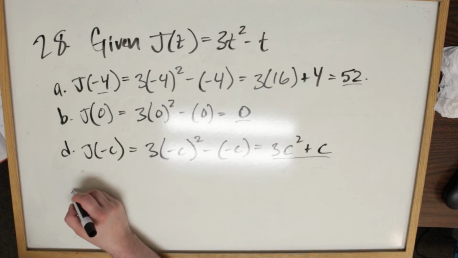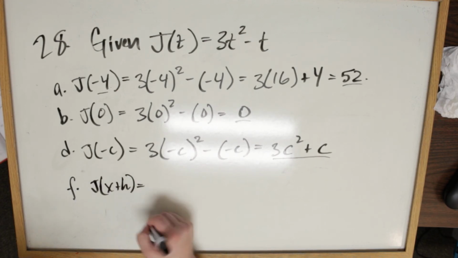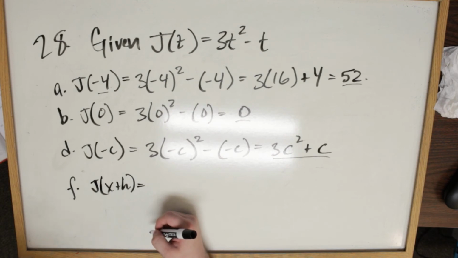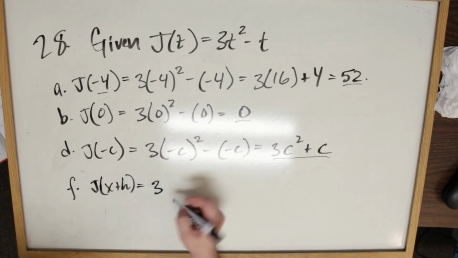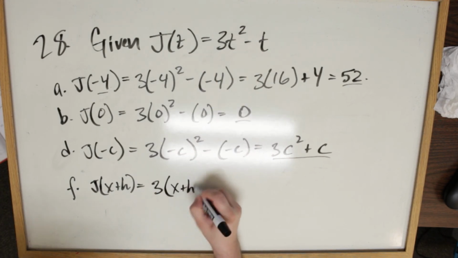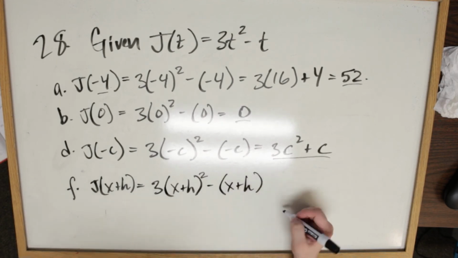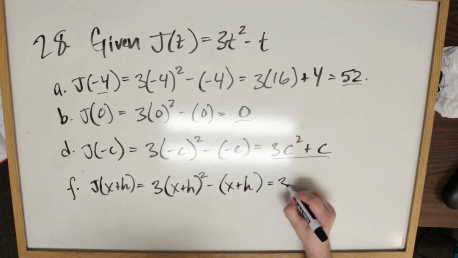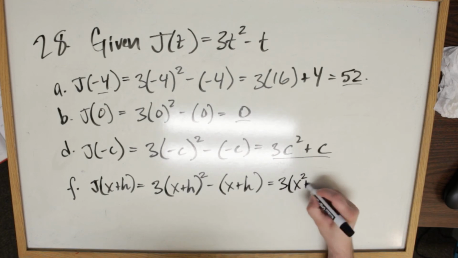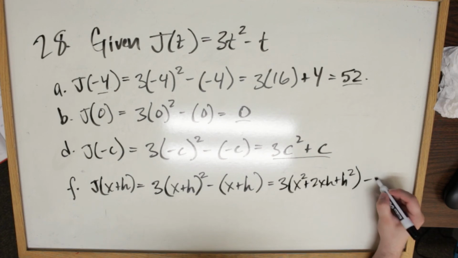I'm going to do one last one, and then I'm going to jump to the next question. J of x plus h. All right, so here what we're going to do is, again, everywhere we see a t, we're going to substitute x plus h. So 3 times x plus h squared minus x plus h. Okay. This is going to equal 3 times x squared plus 2xh plus h squared minus x minus h.